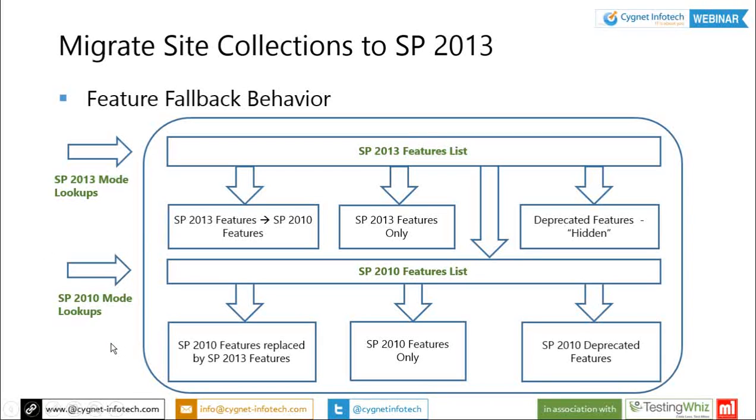But when you are in the SP 2010 mode, that means SP14 mode, you can see only a restricted amount of features. The only features are the SP 2010 features replaced by SP 2013 features. You can see only SharePoint 2010 features because it is restricted to SharePoint 2010. And some features which are deprecated for SharePoint 2013 are also not going to be available. So if you are using a SharePoint 2010 feature which is not available anymore in SharePoint 2013, it is not going to be available in the SP14 mode.